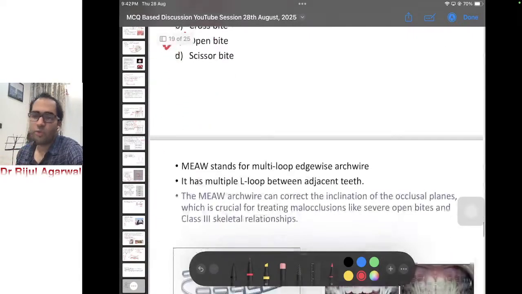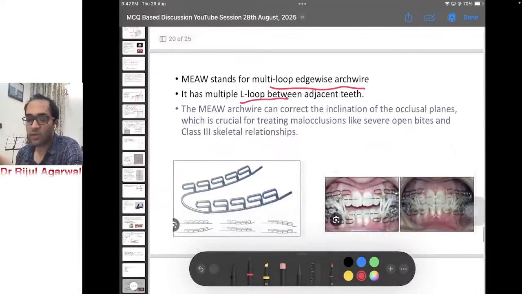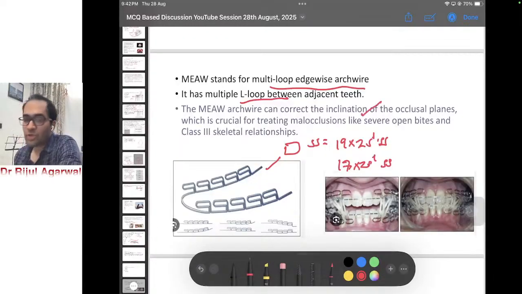So what is mu appliance? Mu stands for multi-loop edgewise arch wire. It has a loop between adjacent teeth. This is the image of mu appliance. So this is made up of a rectangular SS wire, preferably 19x25-inch SS or 17x25-inch SS. It can be used to correct the inclination of the occlusal plane, like severe open bite and class 3 skeletal relationships as well.